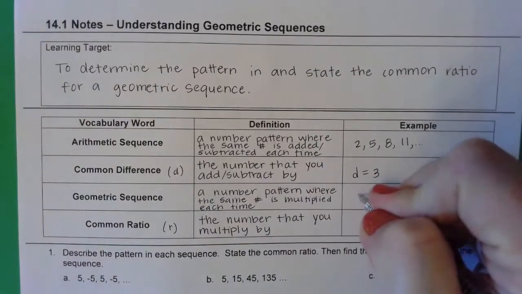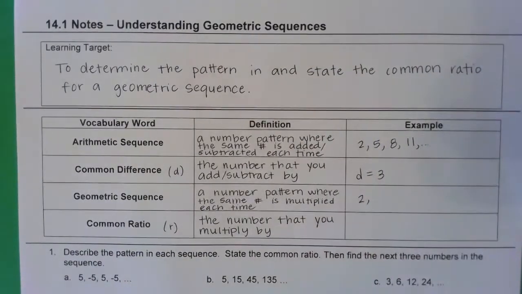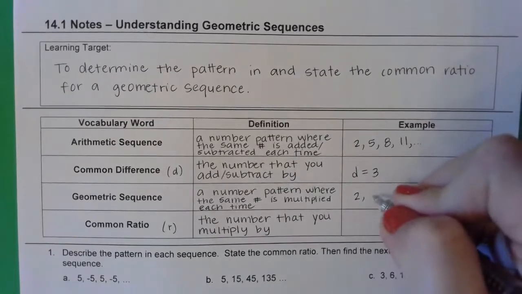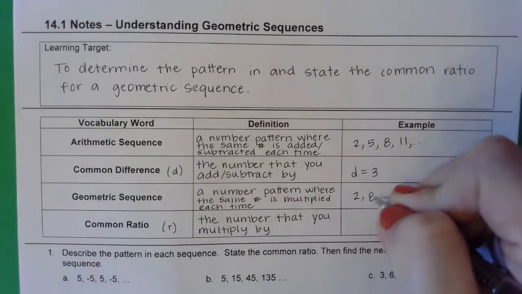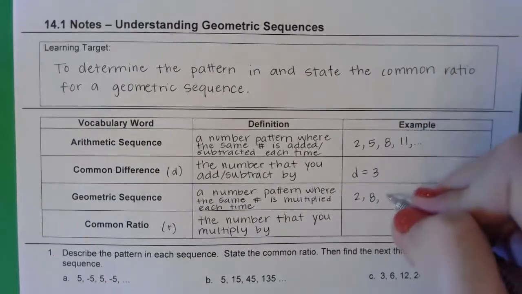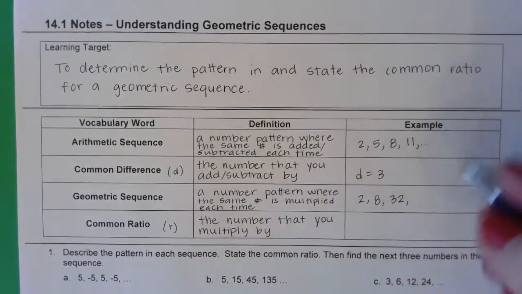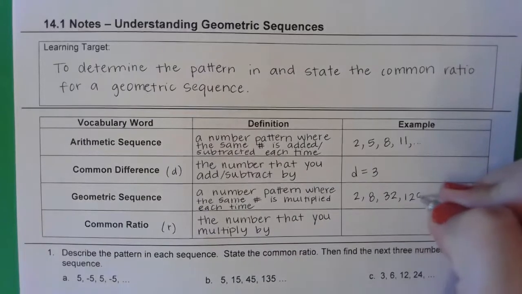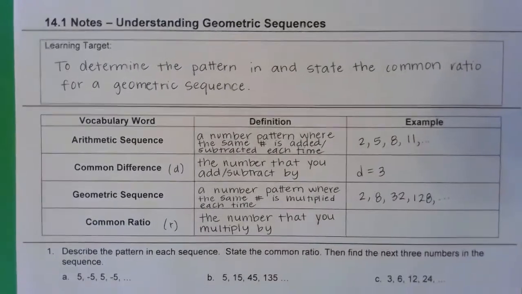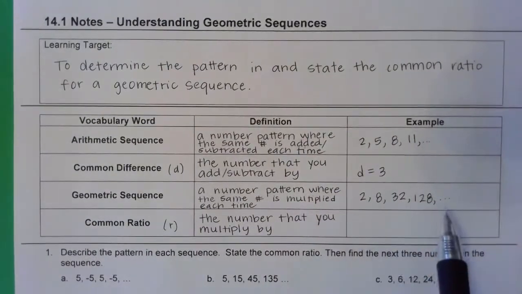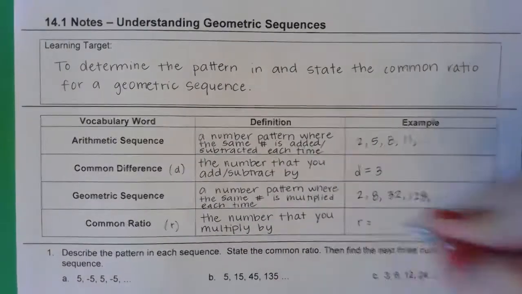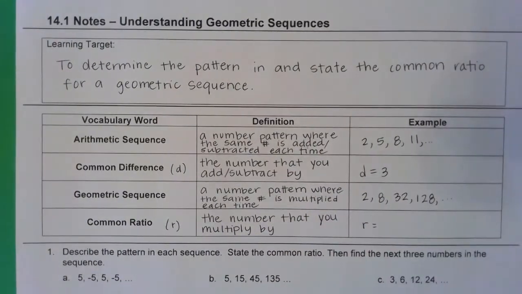To give you an example of that, let's say you also start with the number 2, but then the next number in the list is the number 8, and then the next number in the list is the number 32, and then the next number in the list is 128, and then the list keeps going. So this list is also getting bigger. It's being multiplied by a whole number, and so to figure out what the common ratio is, we just need to look at the pattern of increase.